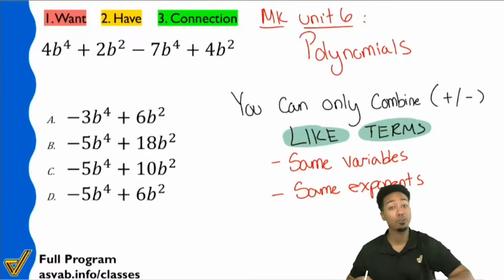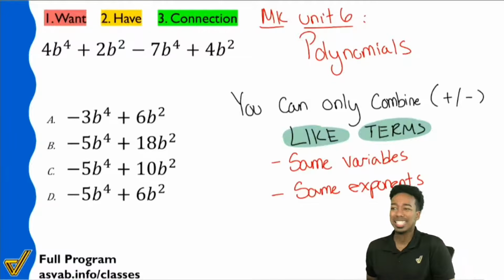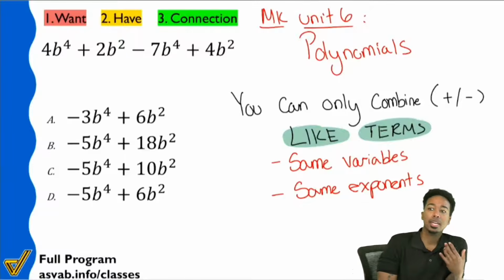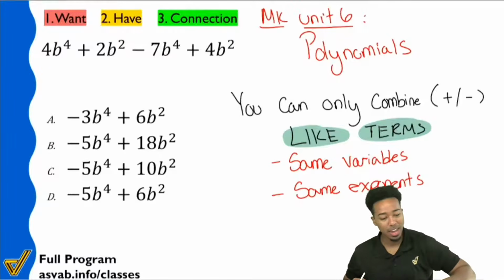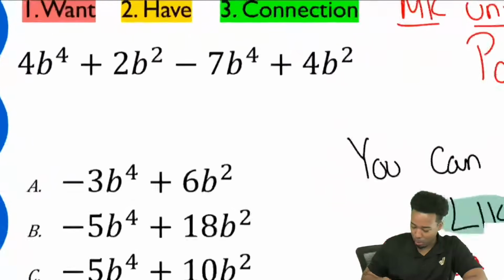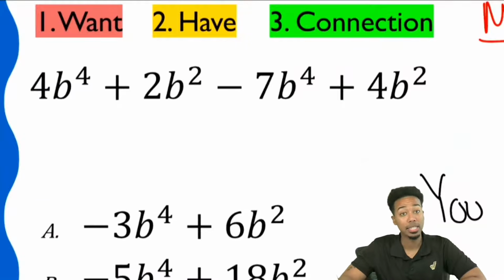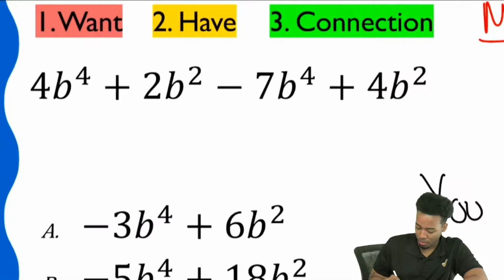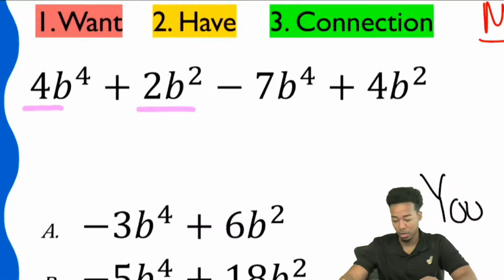Everyone always gets the first one, same variables. It's the second one that definitely can become a problem for people if you're not making it a common practice to know your rules before you begin. So everybody, here's what I mean. If we zoom on in over here, let's see which terms are like terms. My party people, are these two terms like terms?